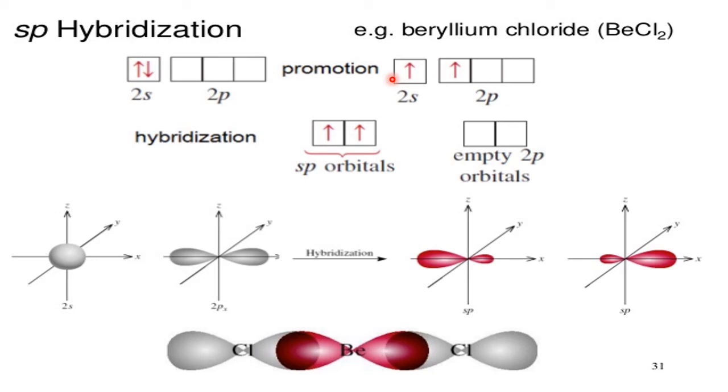I told in the previous discussion that depending upon the type of the atomic orbitals undergoing hybridization, we will name it. So now we are discussing the types of hybridization. This is an example of sp hybridization. The best example is beryllium chloride. First, beryllium has undergone hybridization. See, one s orbital and one p orbital.